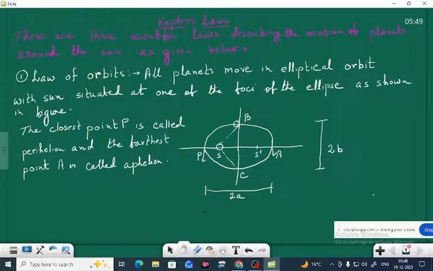So in the law of orbits we know that all planets move in elliptical orbit with the Sun situated at one of the foci of the ellipse, as shown in the figure. The closest point P is called perihelion and the farthest point A is called aphelion.